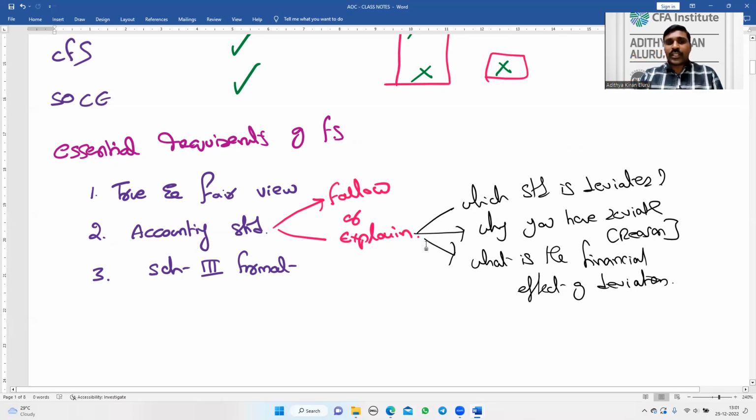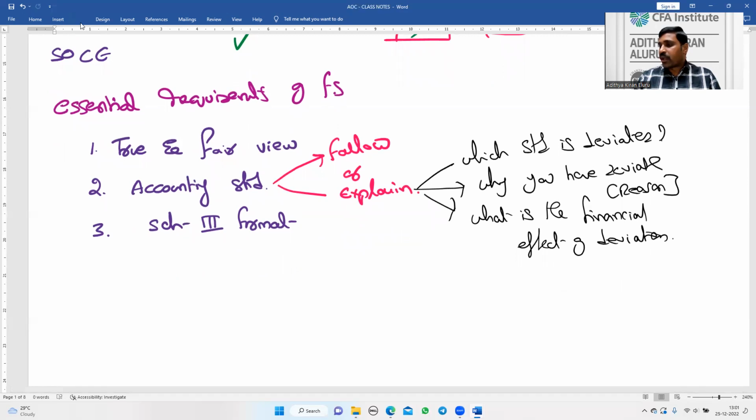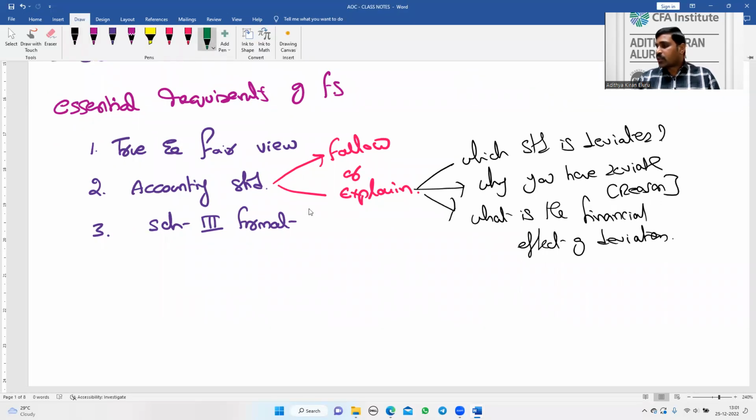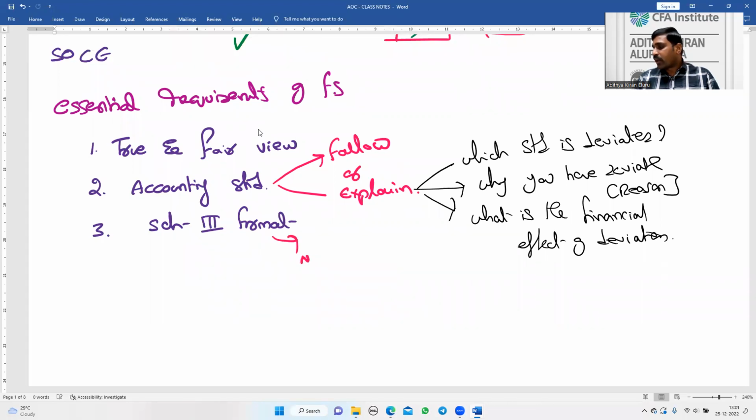Okay, right. And Schedule 3 format. Finally, Schedule 3 format. And the Schedule 3 format is also not mandatory for regulated entities.